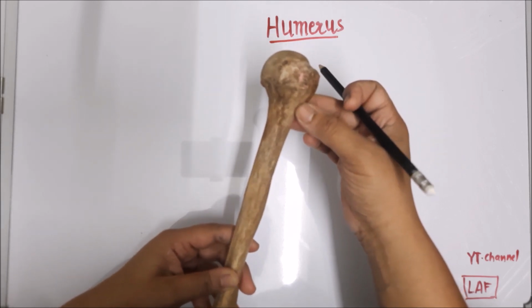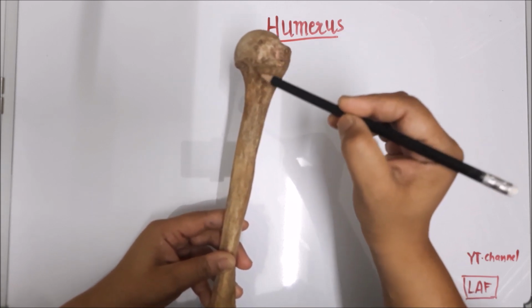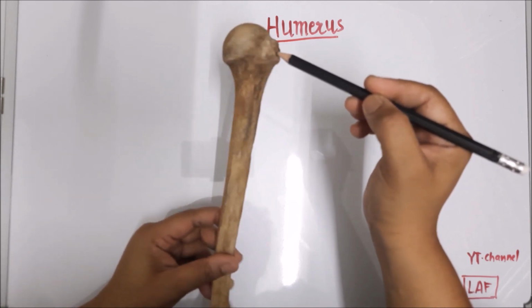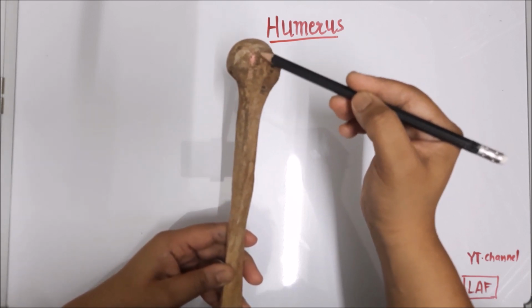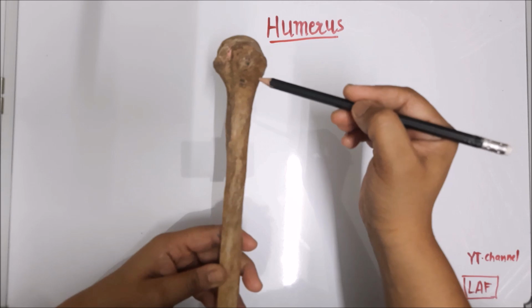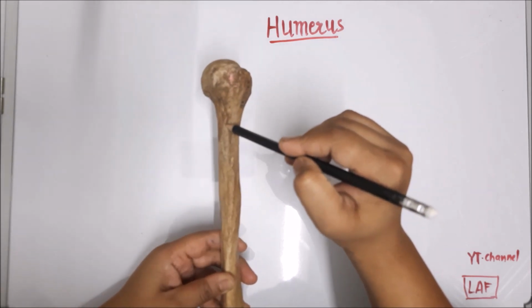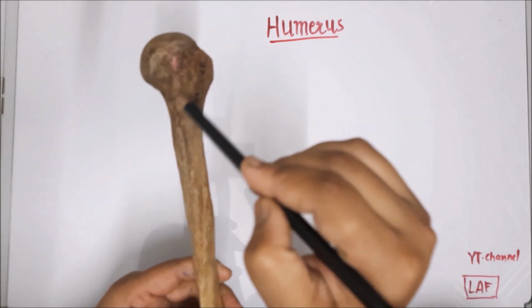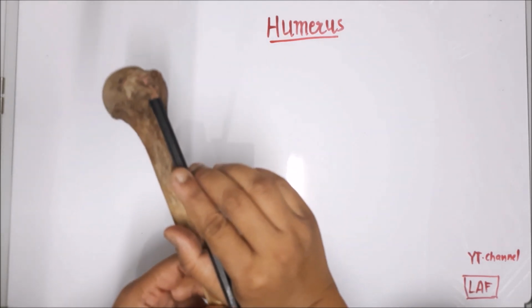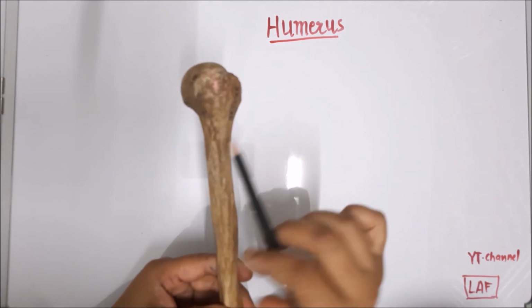The other features are that it consists of two tubercles. This one is the small elevated portion, known as the lesser tubercle, and just next to it is the greater tubercle. In between the lesser and greater tubercle there is a groove which is known as the intertubercular sulcus. So this is the intertubercular sulcus.